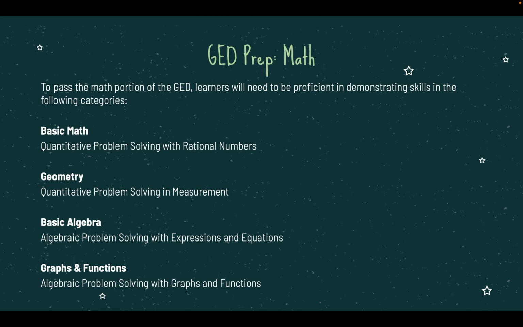To pass the math portion of the GED, learners will need to be proficient in demonstrating skills in the following categories. Basic math, which is quantitative problem solving with rational numbers. Geometry, which is quantitative problem solving in measurement. Basic algebra, which is algebraic problem solving with expressions and equations. And finally, graphs and functions, which is algebraic problem solving with graphs and functions.